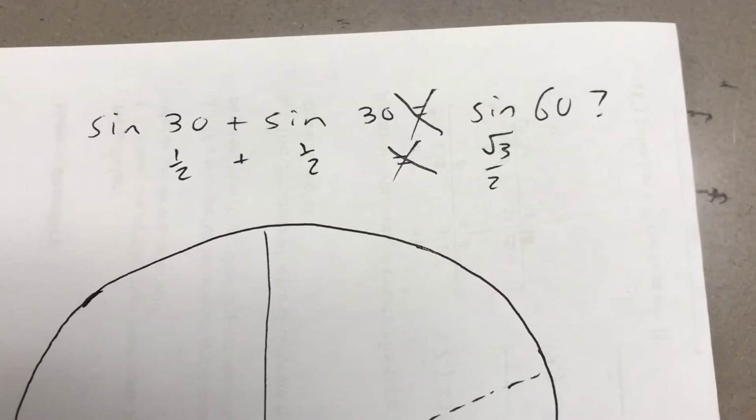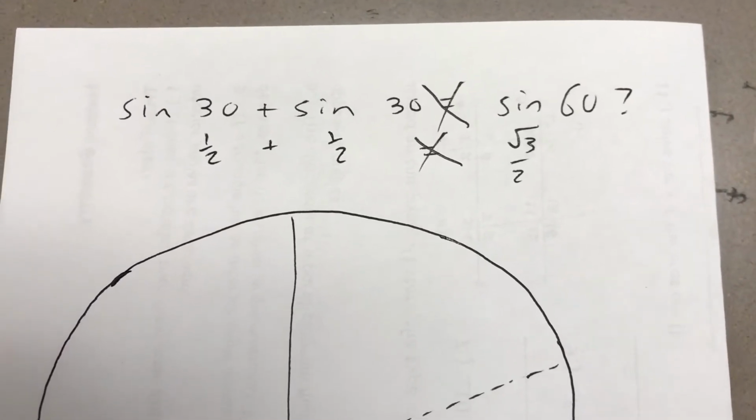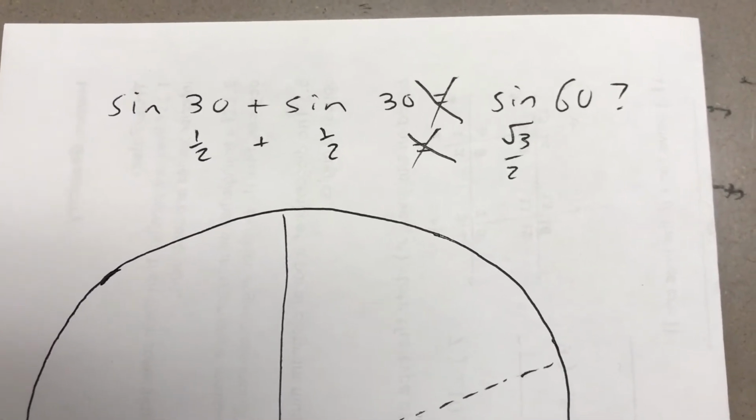Okay, so our question in this video is going to be, if I wanted to add the sine of two angles together, or the cosine of two angles together, how would that actually work?